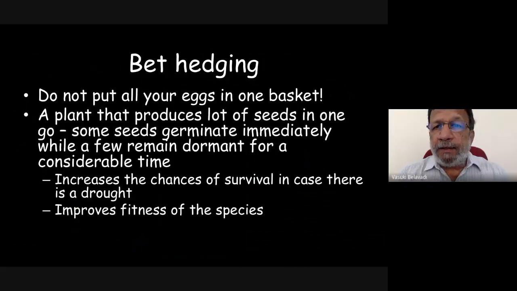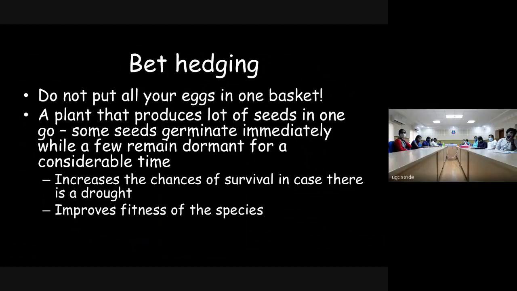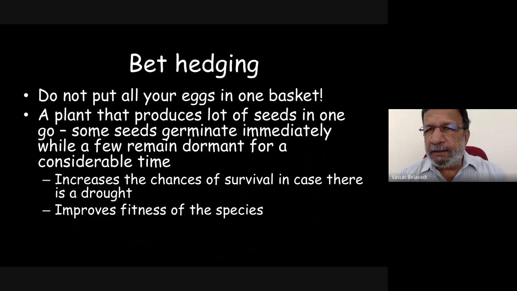So a plant that produces a lot of seeds in one go, some seeds germinate immediately while a few remain dormant for a considerable time. That increases the chances of survival in case there is a drought. So this improves the fitness of the species. Many species have this kind of bet-hedging character so that they survive in spite of severe drought, because some seeds germinate late. So this is one thing. But how is it important from the point of view of pollination?